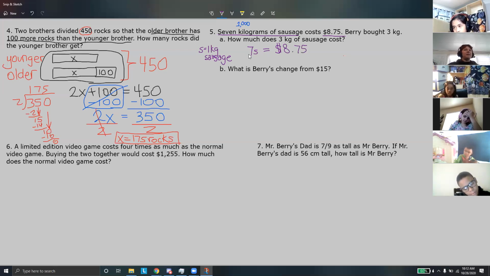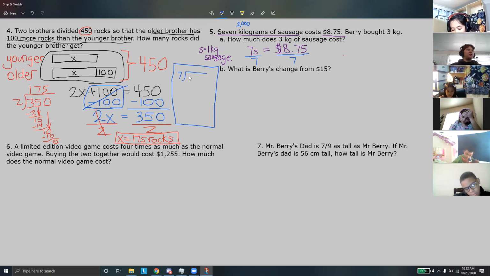So I don't want to know what 7 kilograms of sausage costs. I want to know what 3 costs. And the best way to do that is I could find out what 1 costs and then find out what 3 costs after that. So let's take a look. If 7 kilograms of sausage, or 7S, equals $8.75, I could find out what 1 equals by dividing both sides by 7. I'll do that in a box here.